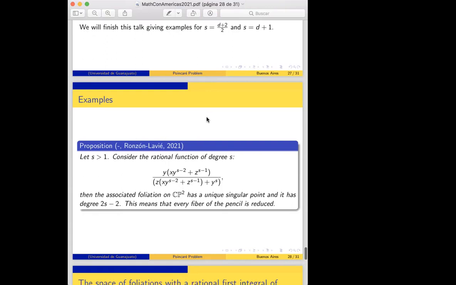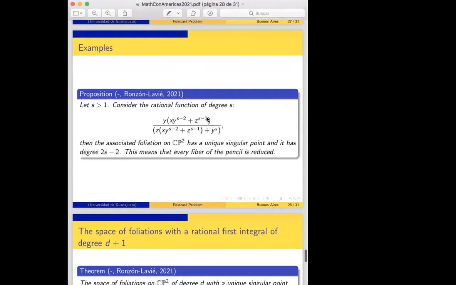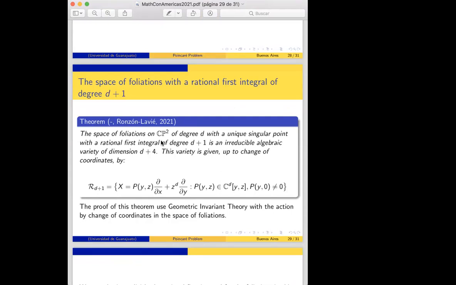Finally, this is a theorem. This is the description of the space of foliations with a rational first integral of degree d+1 with a unique singularity. This space of foliations on the projective plane of degree d with a unique singular point with a rational first integral of degree d+1 is an irreducible algebraic variety of dimension d+4. This is also a smooth algebraic variety.